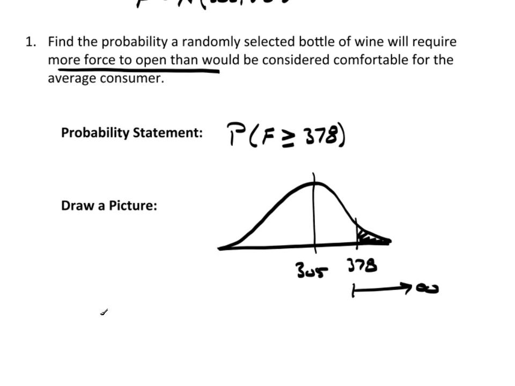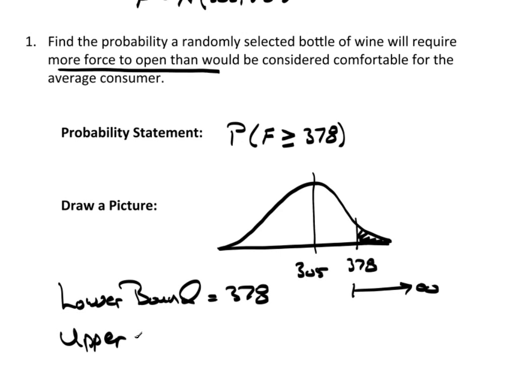So that means that the lower bound, where I'm starting to calculate, is going to be 378. And the upper bound is going to be positive infinity. Now I need this information for TC stats to actually calculate the probability.